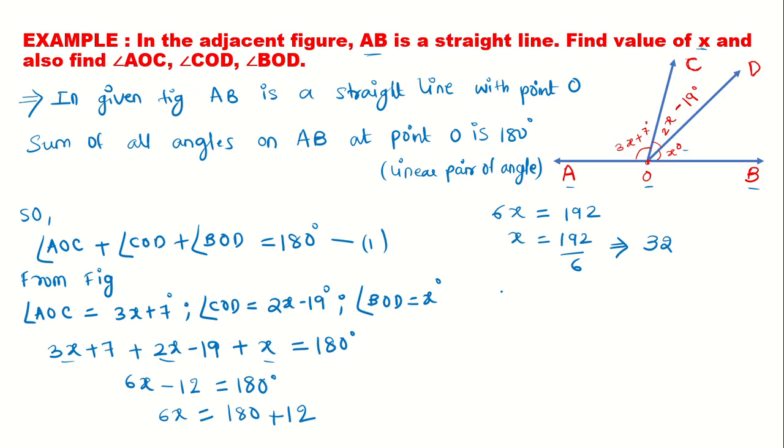Now you need to find angle AOC, which is how much? 3x plus 7 degrees. Now you got the x value, right? What is the value of x? It is 32. 32 into 3 plus 7, how much? It is 103 degrees.